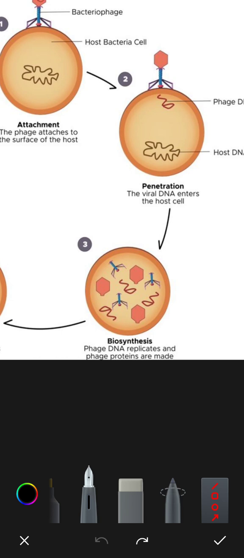Endonuclease enzyme degrades the bacterial genome. जो बैक्टीरिया का अपना जीनोम होता है, that genome is degraded. Then the related phage DNA replicates and phage proteins are made. ये डायरेक्ट नहीं होता, इसके अंडर प्रोसेस होता है.